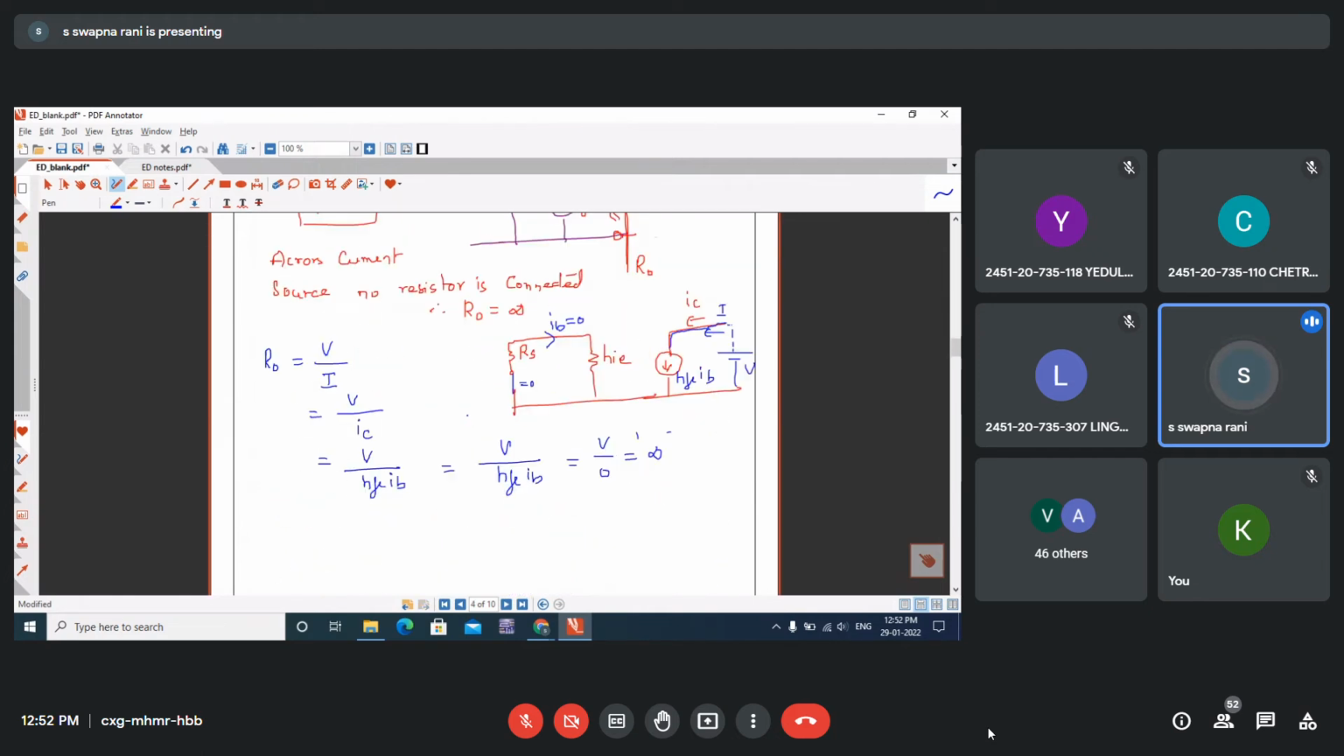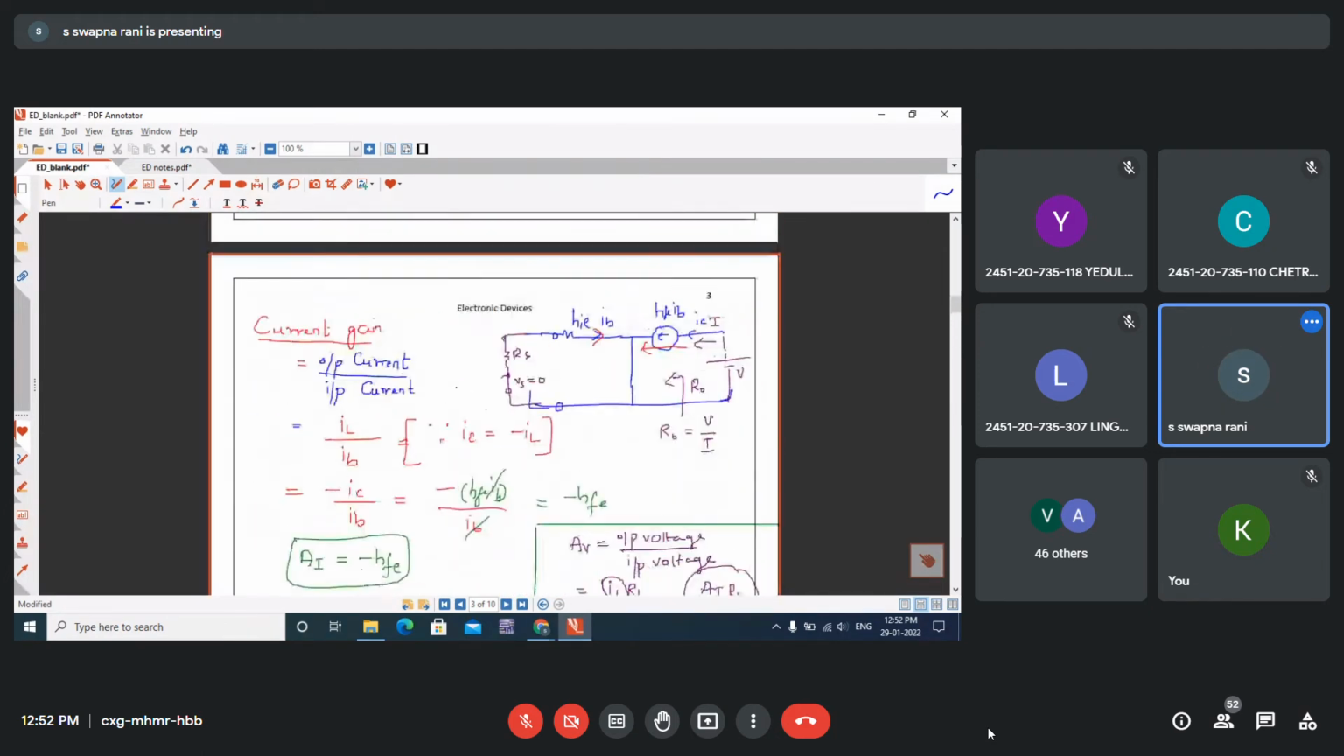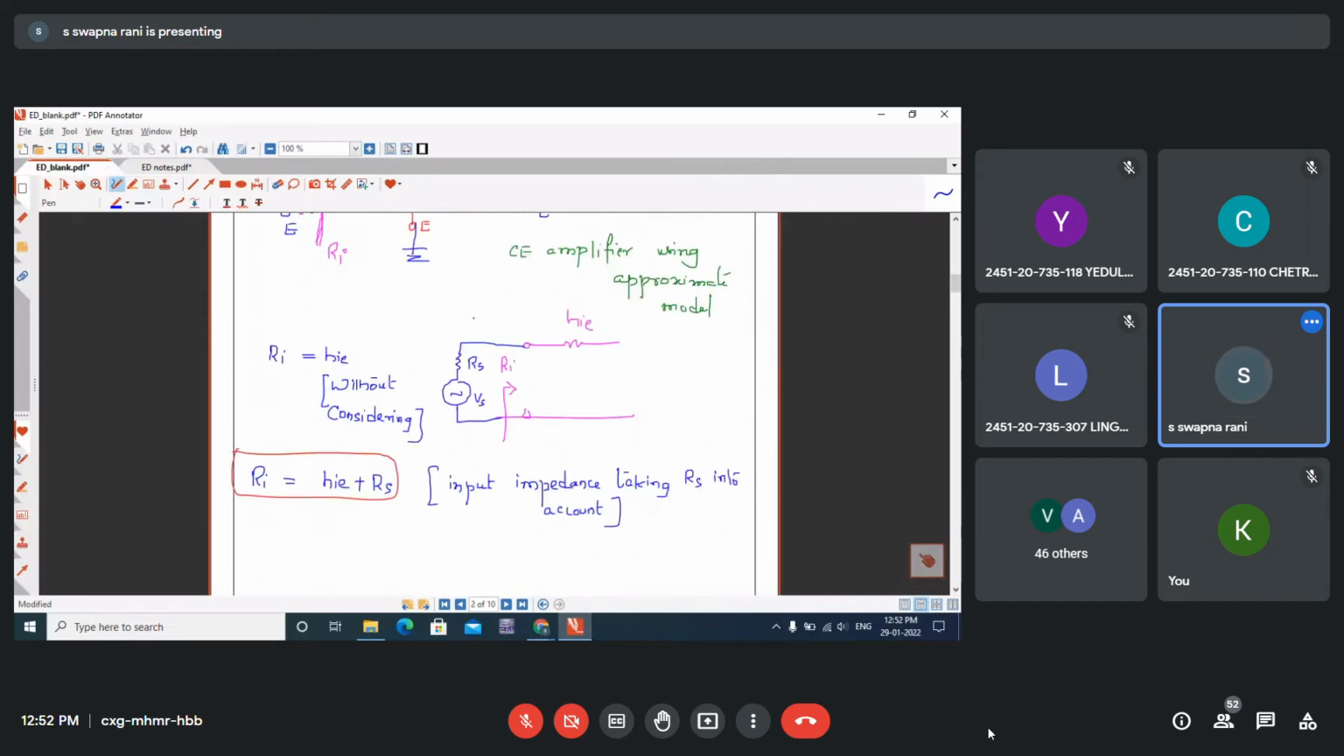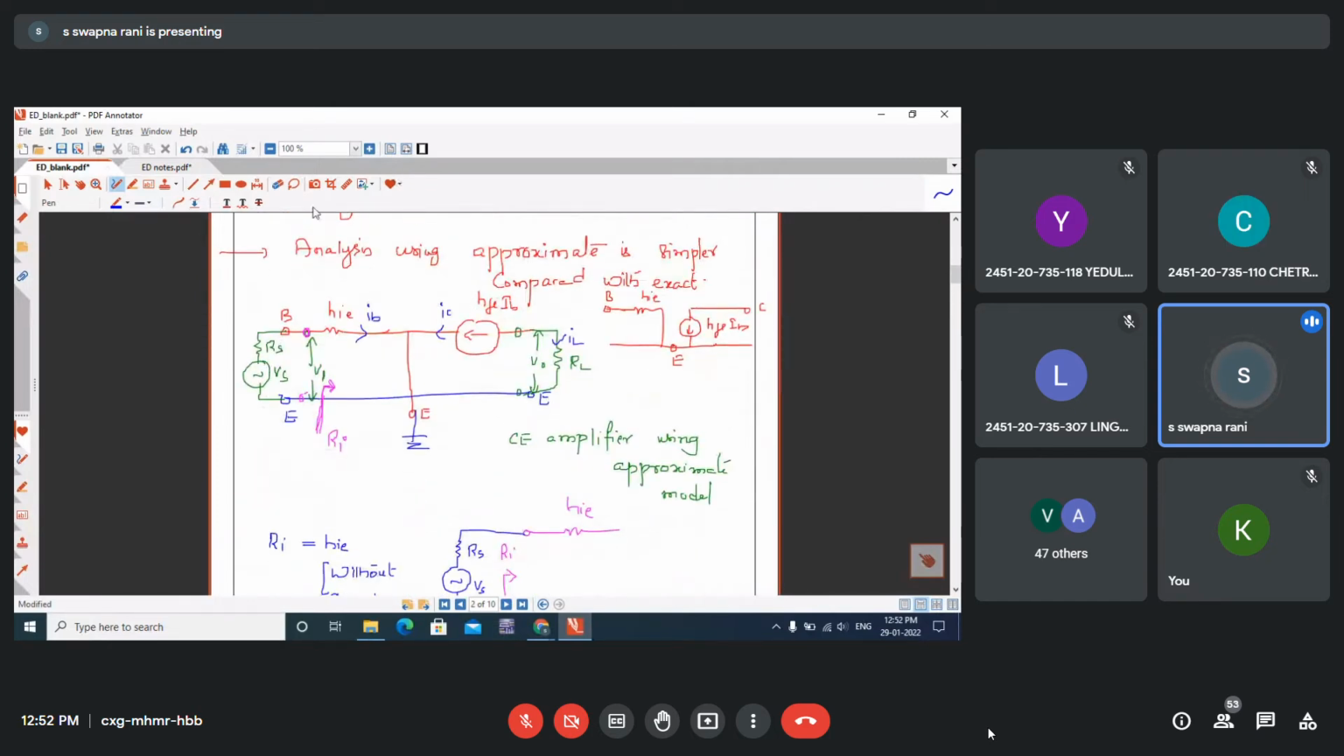So there are two output impedances in any circuit, two types of output resistances we will study. The one is before RL, without considering RL, that output impedance is taken as R naught.